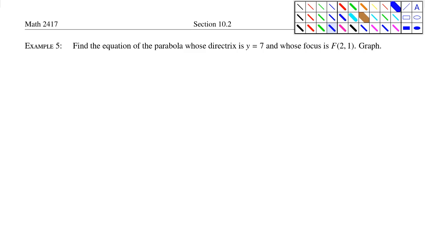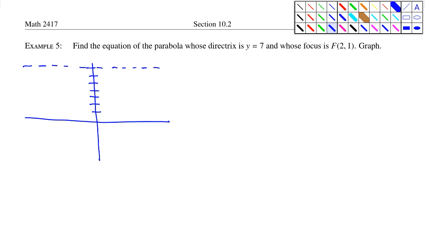Example 5. Find the equation of the parabola whose directrix is y equals 7 and whose focus is (2, 1), and graph. So let's go ahead and make a little graph. So the directrix is y equals 7. That's a horizontal line. 3, 4, 5, 6, 7. It's a horizontal line at y equals 7. The focus is at (2, 1).